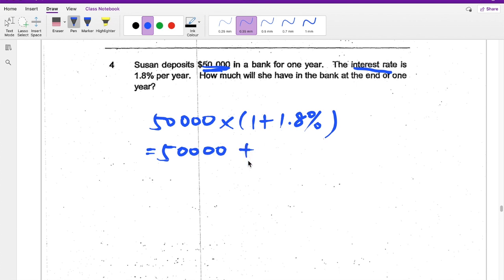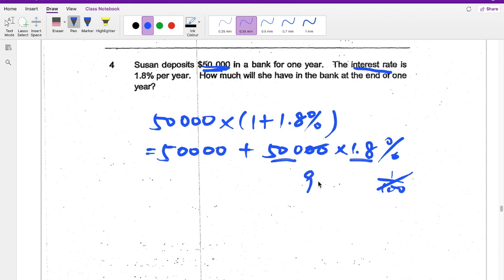So this is 50,000 plus 50,000 times 1.8%. Well, we know that 1% is 1/100th, so we can divide this by 2 zeros. So here, this is 500 times 1.8, which is 900. We add up to here, so this is 50,900.